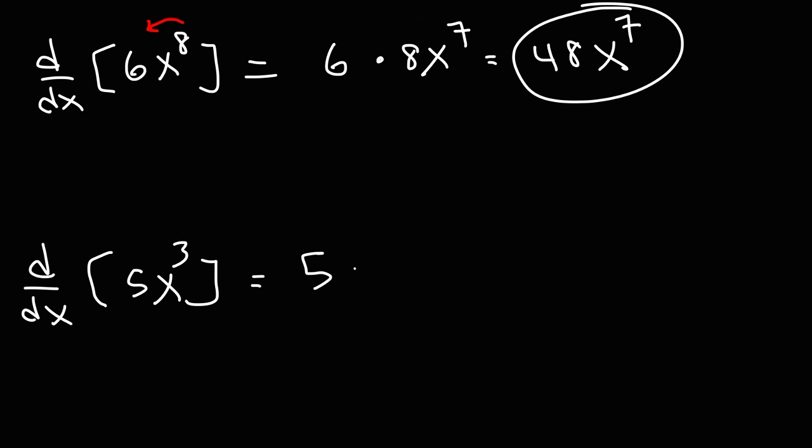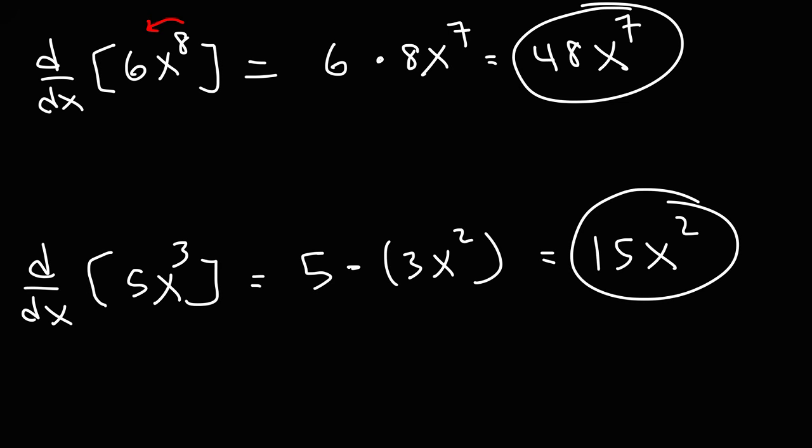For the second one, it's going to be 5 times the derivative of x cubed, which is 3x squared, and then 5 times 3 is 15. So the answer is 15x squared.